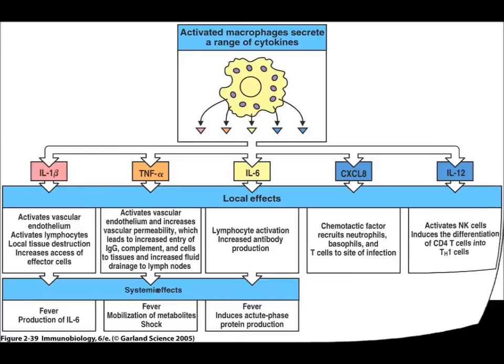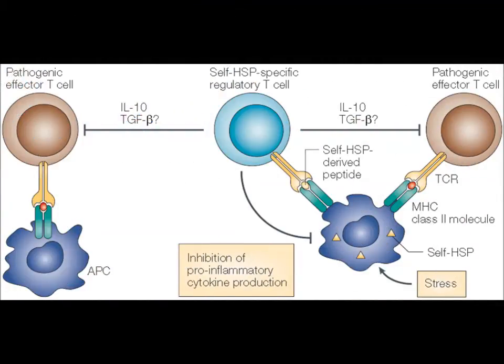cells. In contrast, the heat shock proteins produced in the cells, called self-heat shock proteins, can inhibit pro-inflammatory cytokine production. They activate the self-heat shock protein-specific regulatory T cells to produce interleukin-10 to inhibit immune response, including the production of pro-inflammatory cytokines.